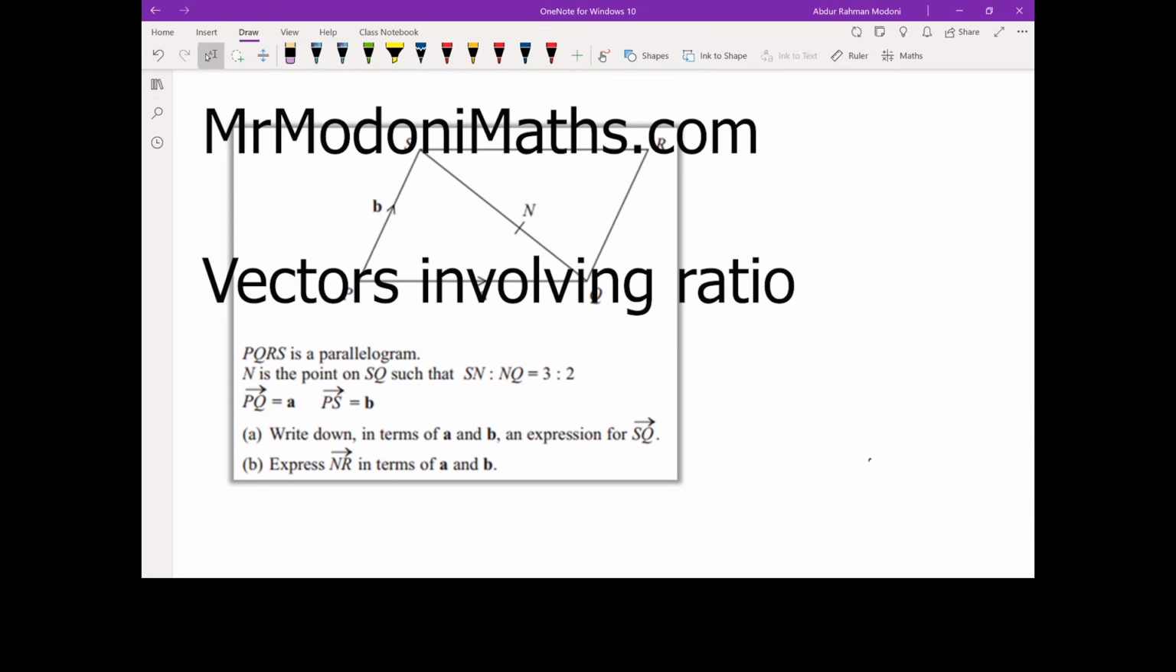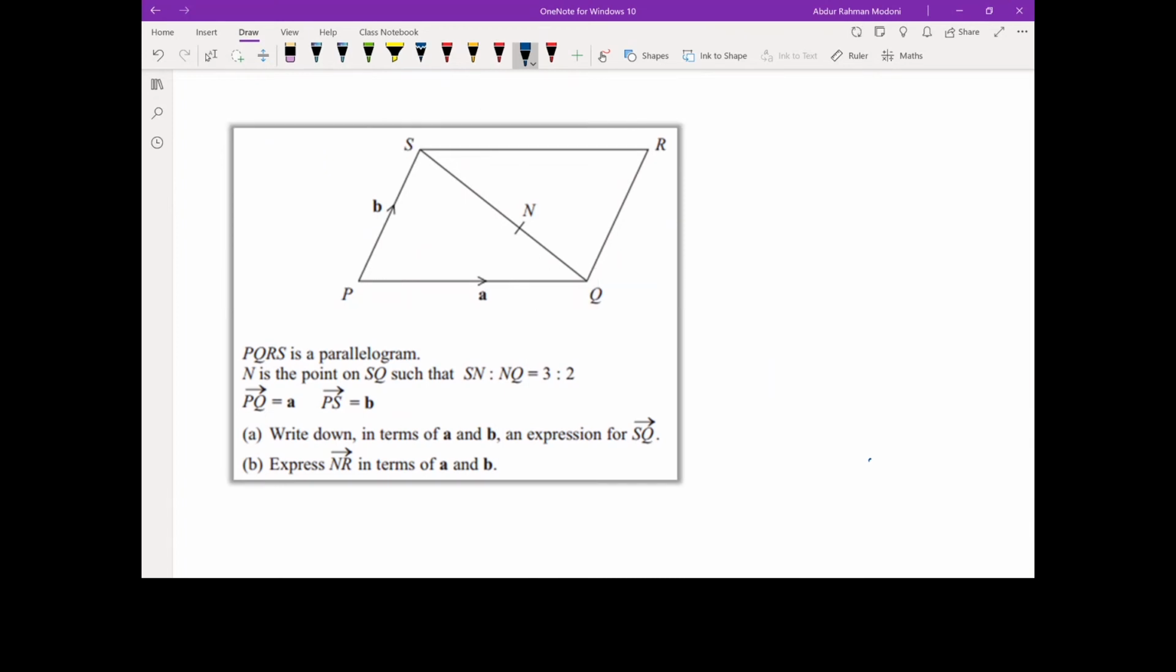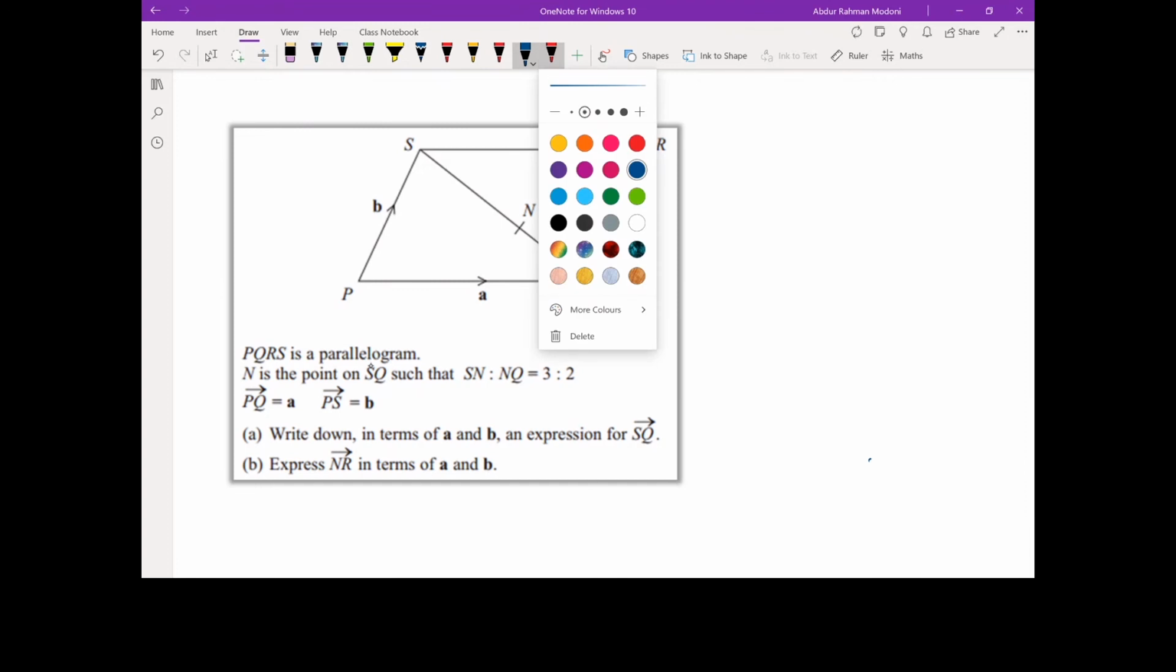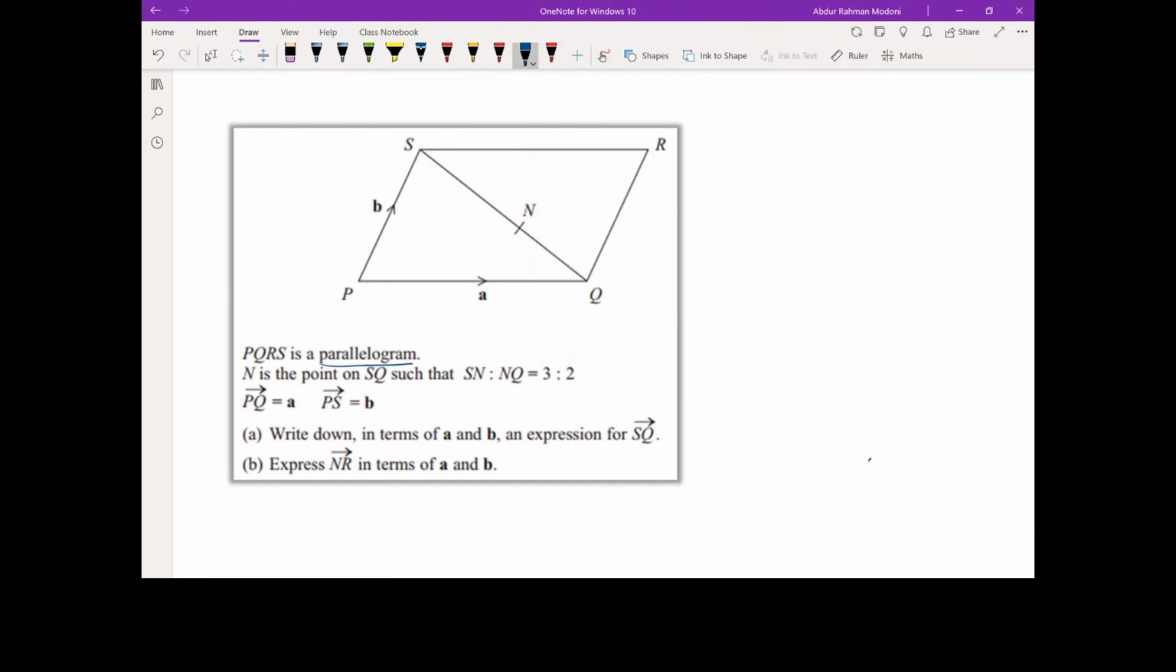So let's go and take a look at what it says. It says PQRS is a parallelogram. Now that's important to know, isn't it? Why is parallelogram an important piece of information? Parallel sides have the same vector. Very important. So we understand that. So anywhere you see parallel, you need to make sure you highlight that.